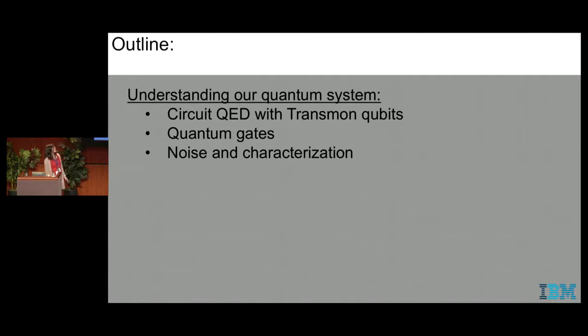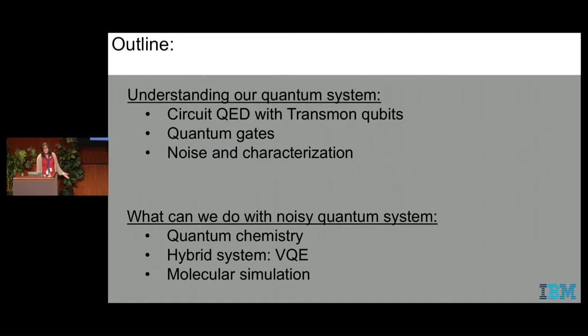A very brief outline: as I said, the main part of this talk is going to be understanding our quantum system and discussing different things. And I know the topic of this workshop is quantum applications, near-term applications, or approximate quantum computing. So briefly, I will talk about what we can do with a noisy quantum system, and I'm just going to talk briefly about our recent results on quantum chemistry.